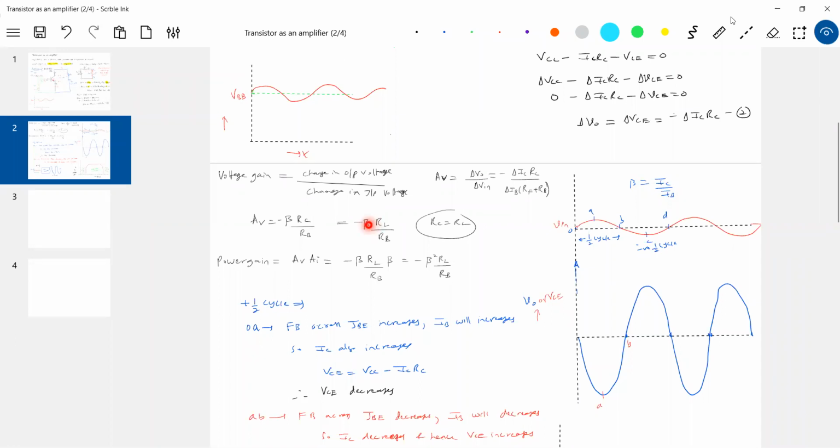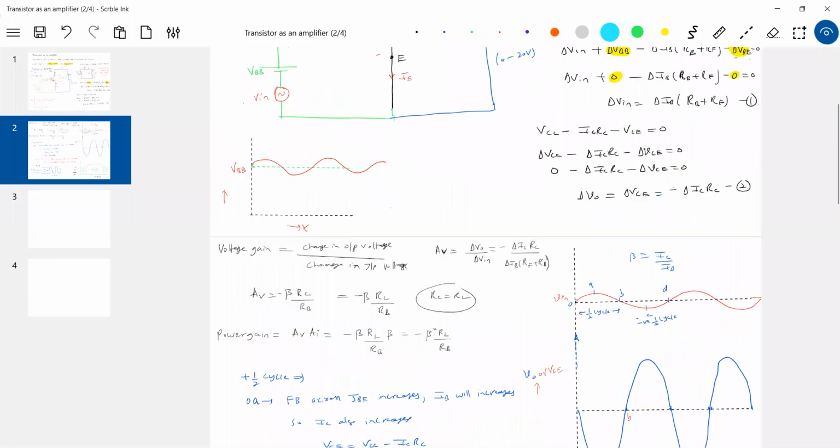So for the amplifier, what preferences should I make? The base should be lightly doped, the emitter should be heavily doped, and the collector should be moderately doped. With this, what do we get? We get higher beta. Higher beta, more gain. And where should the transistor be operated? In the active region. So these are all the things we have here.